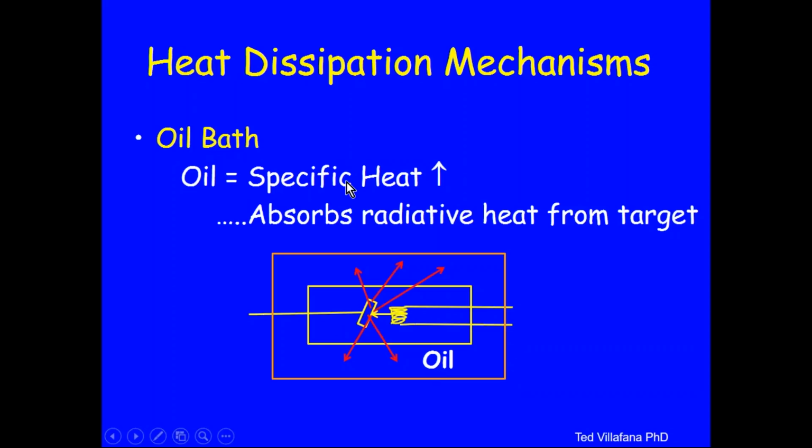Why? Well, oil has a very high specific heat, which means that it absorbs the heat from the target. It's actually radiative heat, as given by these red arrows over here. It absorbs that radiative heat, and since it has a high specific heat capacity, it absorbs a lot of heat without itself rising in temperature. And if it doesn't rise in temperature significantly, that means it maintains a temperature differential between the target and the oil. And I'm sure you remember from physical chemistry that the flow of heat goes depending on the difference in temperatures between one region of space and another region of space.